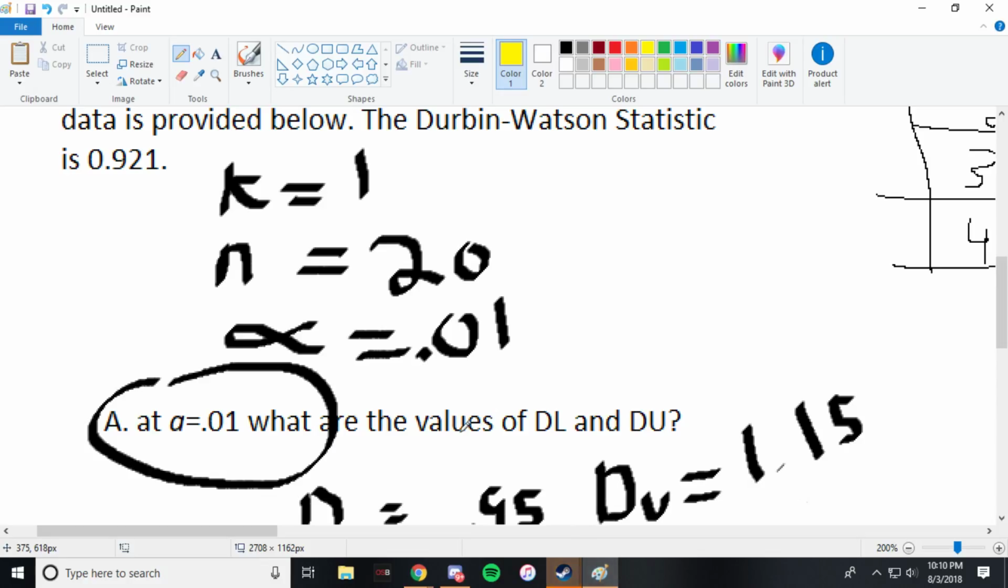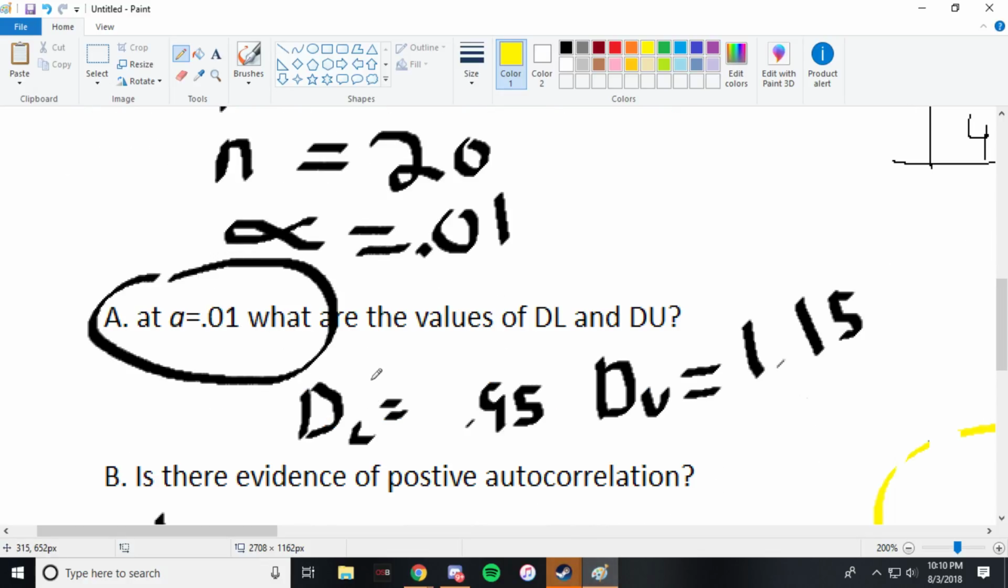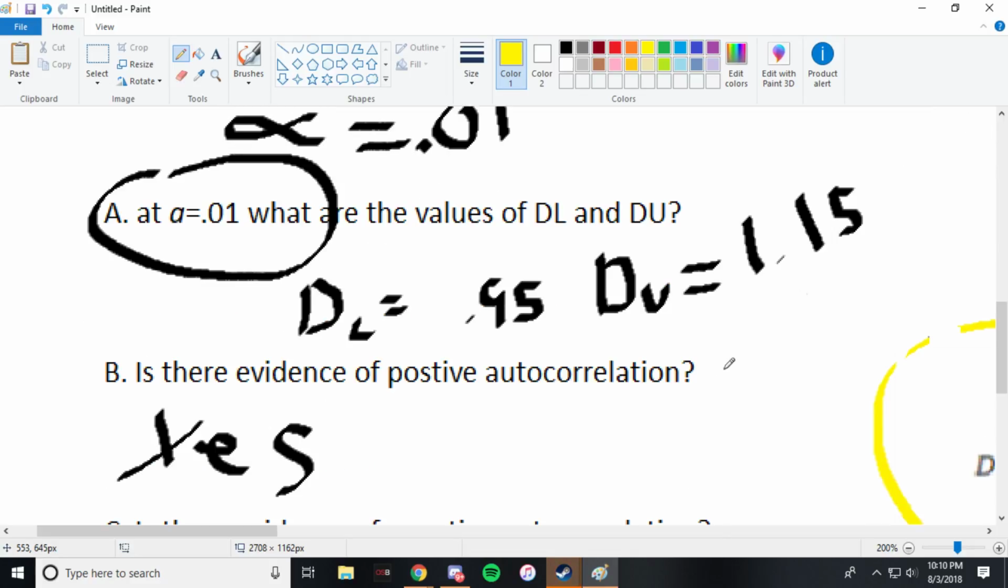With this new information, we can plug that in and answer the first question. These are the values that are going to tell us if there is a positive or a negative autocorrelation. They can also tell us if the test is inconclusive, which I will cover in another video.